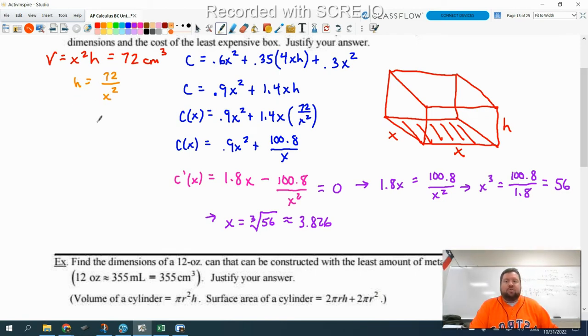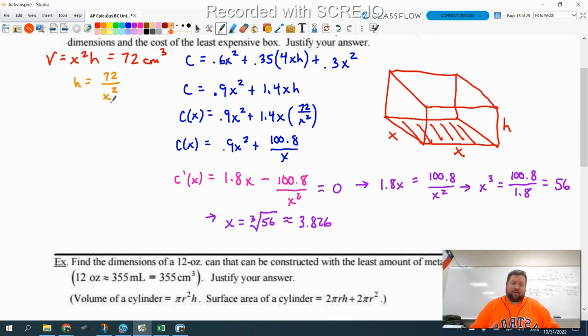H is equal to 72 over x squared. Well, if x is 0, then we have 72 over 0, which is not allowed. So what is the smallest number x could be, like 0.1 or 0.01 or 0.001? All right, you see where we kind of run into a problem here. It's not well defined.